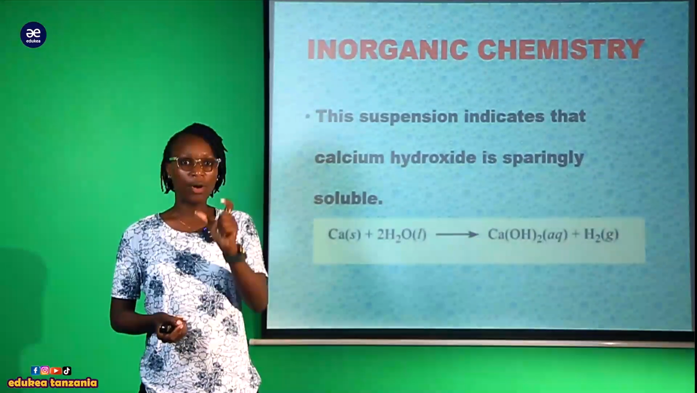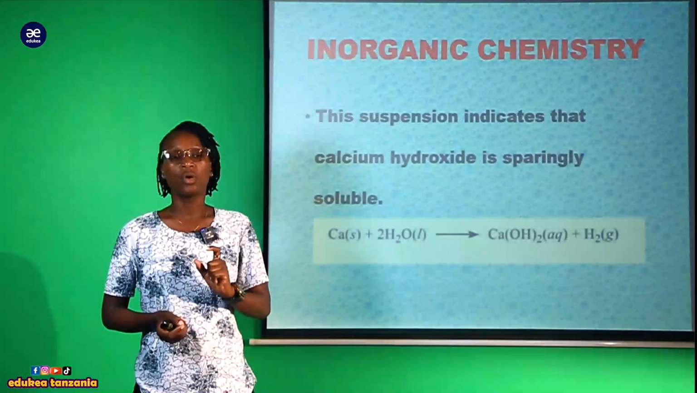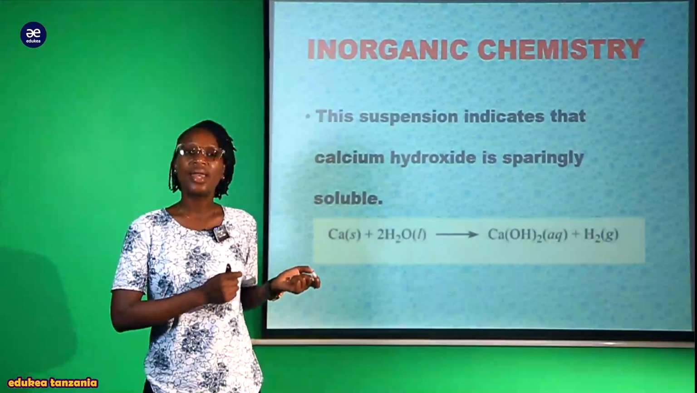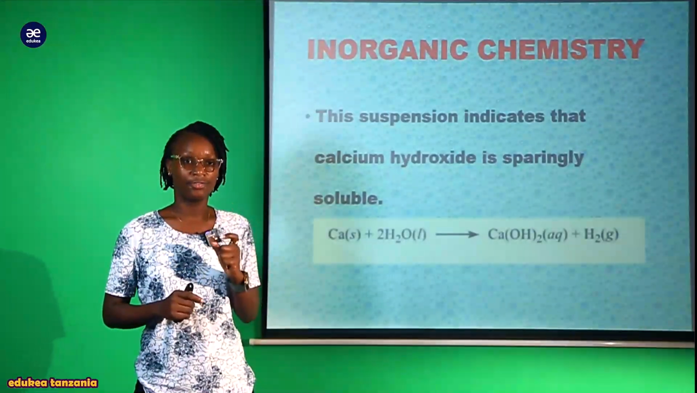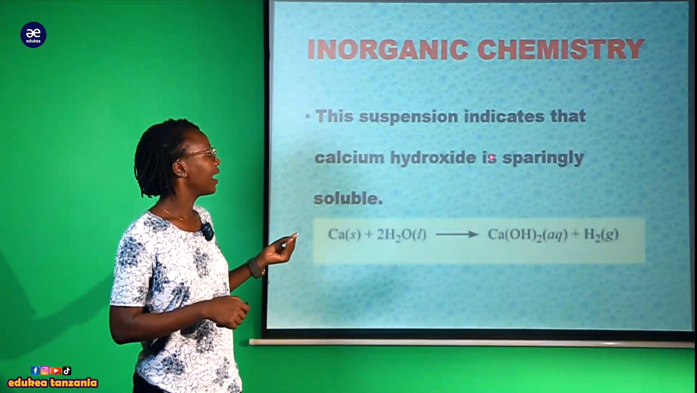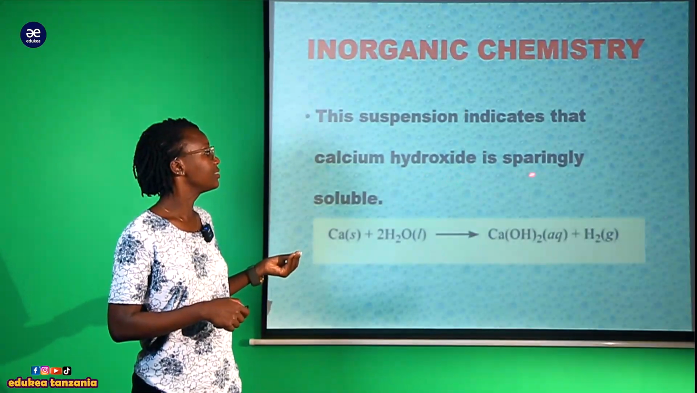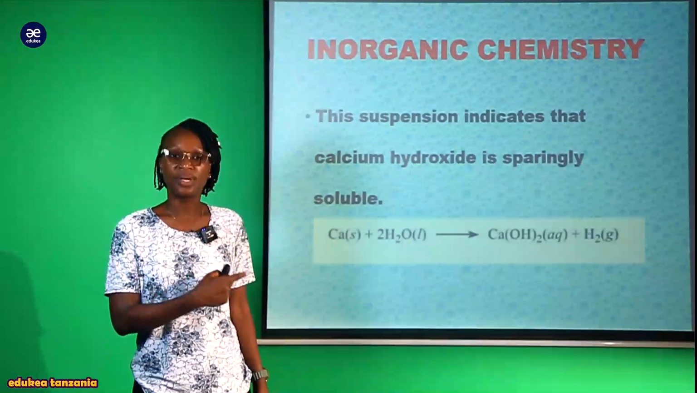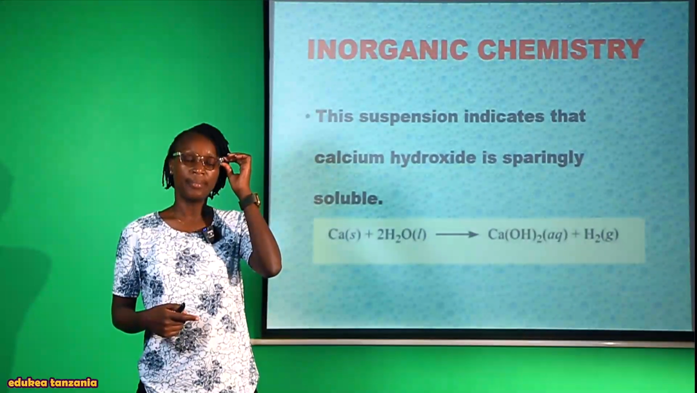kuna ule weupe, ni kama ukungu fulani unatokea. Anasema kwamba the suspension of the calcium hydroxide is formed. Sasa ni kwa nini ile suspension inakuwa inatokea? Anasema this suspension indicates that calcium hydroxide is sparingly soluble. Kumbe hii ndio sababu kwa nini suspension of the calcium hydroxide is formed.